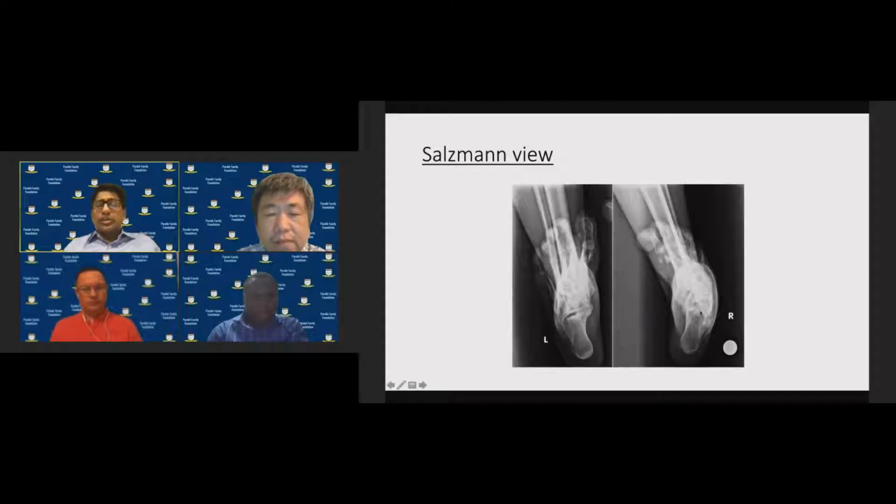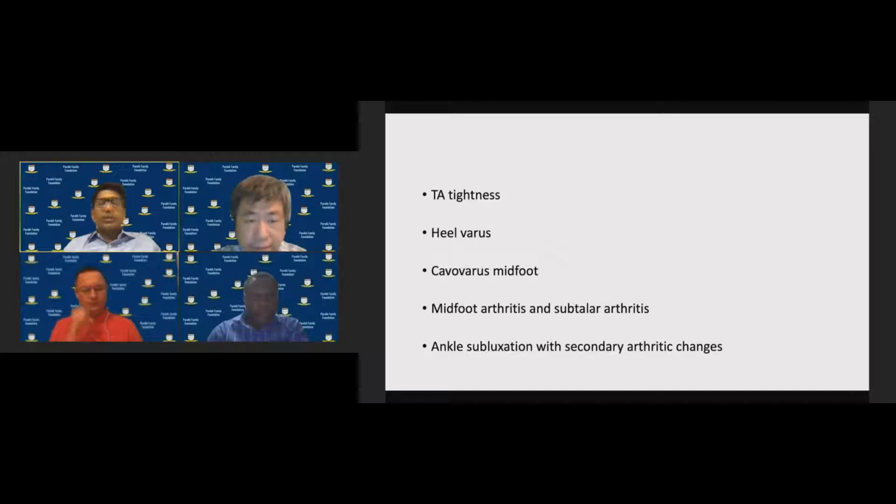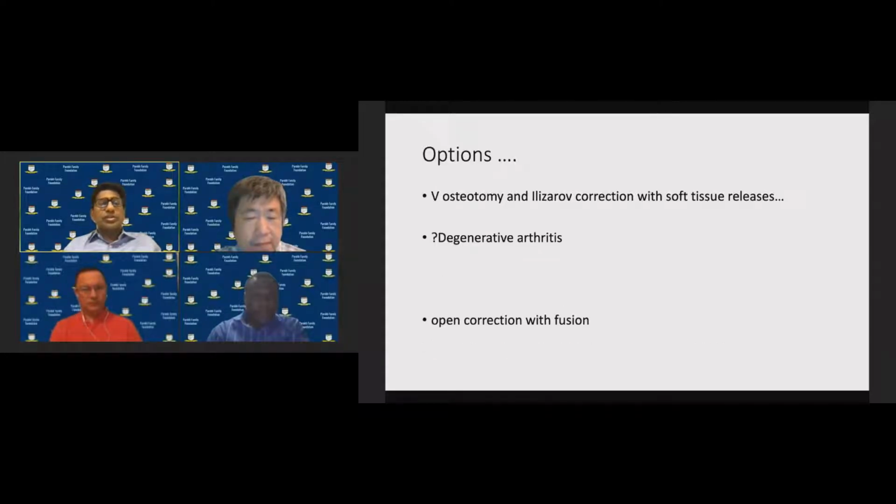You can see the varus of the heel here in the Saltzman view. So the problems here are pain, non-healing ulcers, unstable gait, and not working for 1 year. On examination, he had TA tightness, for which a release was done. He had a heel varus, cavovarus midfoot with arthritis of the midfoot and also the subtalar joints. And there is also an ankle subluxation with secondary arthritic changes.